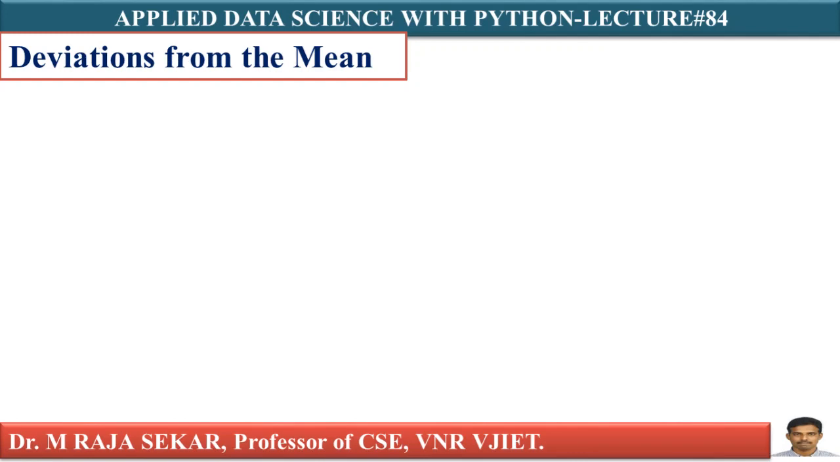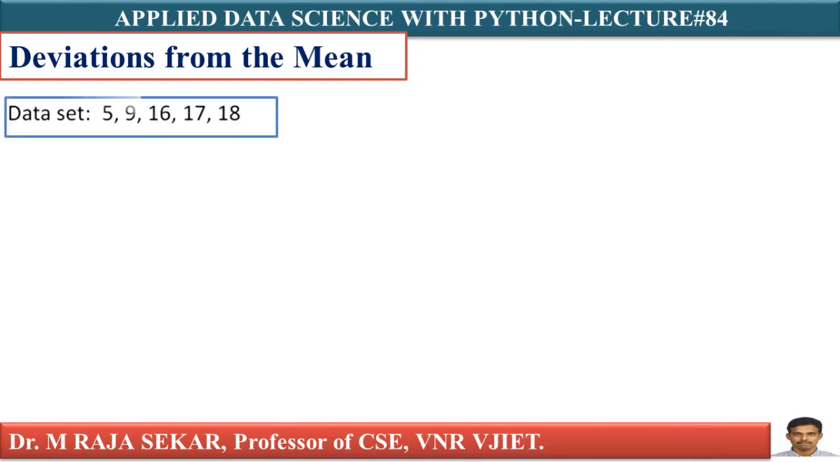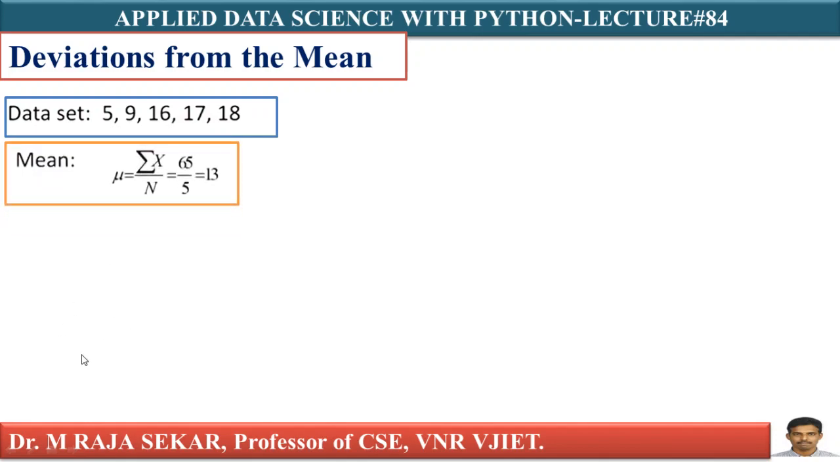Let me explain what deviations from the mean are. If you observe carefully, here I have a data set. What is my data set? 5, 9, 16, 17, 18. What is my mean mu? Mean mu is sigma x by n, that is 5 plus 9 plus 16 plus 17 plus 18 divided by 5, that is 13. That is my mean.